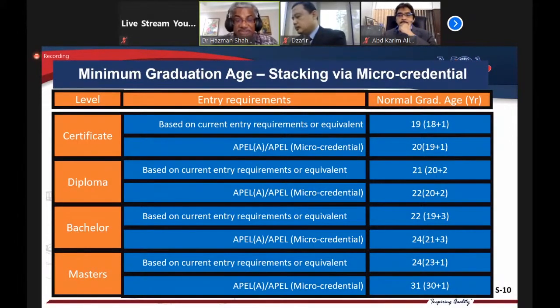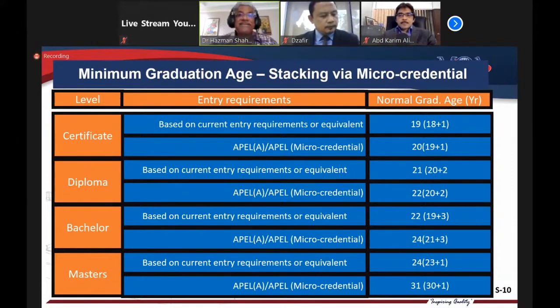This is for graduation. There's no minimum age requirement for someone to enroll in a micro-credential. Okay? But I would think that they would have already some years of education, schooling, before they are ready for micro-credentials at the diploma level, or from the diploma program, or from a bachelor's program. But this is in terms of minimum age for graduation, right? If they want to seek the qualification in order to graduate and obtain the qualification, then this is the minimum age at which they can graduate.